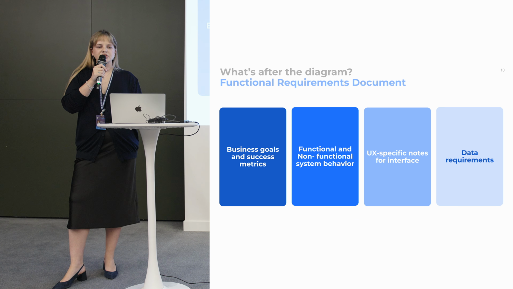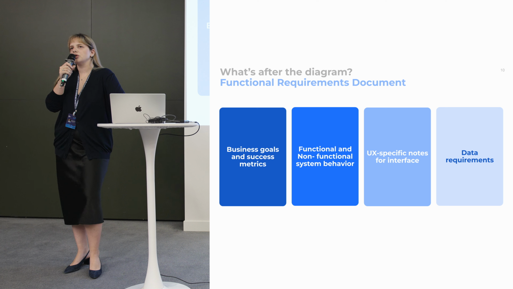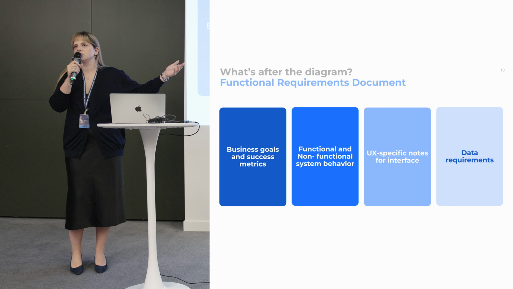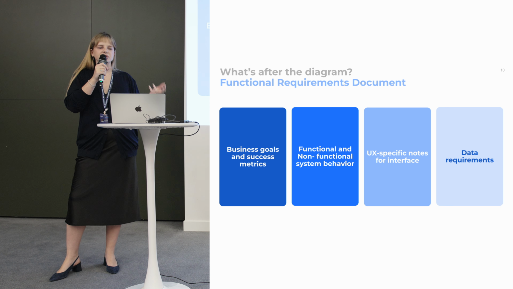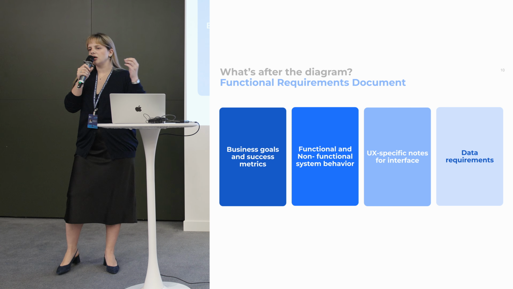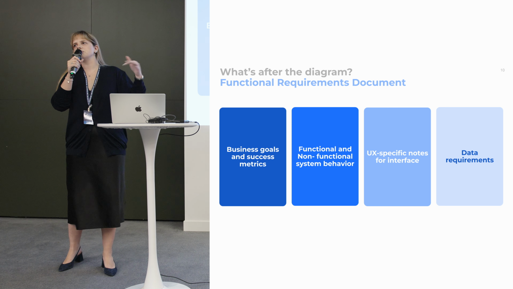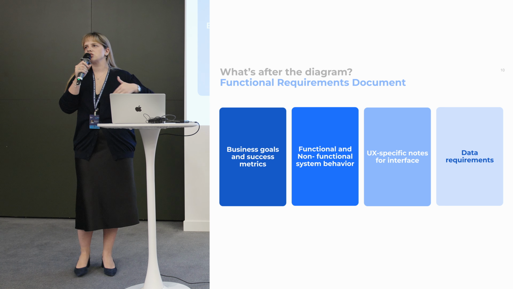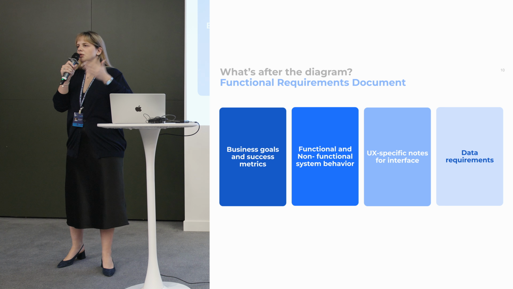What's next? After this, when we have a diagram, we need to prepare functional requirements documents. Usually for this we use a timeline like this, but of course it could depend on the task and change. First thing is business and success metrics, set usually by the product owner, business, maybe some legal restriction. Second, functional and non-functional requirements: what the system should do, what it shouldn't.